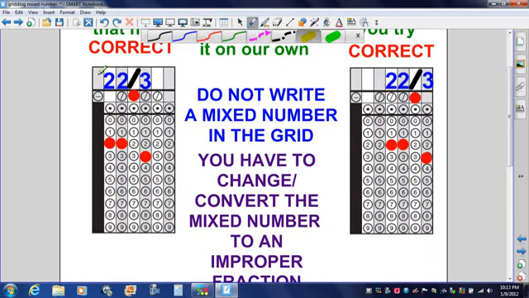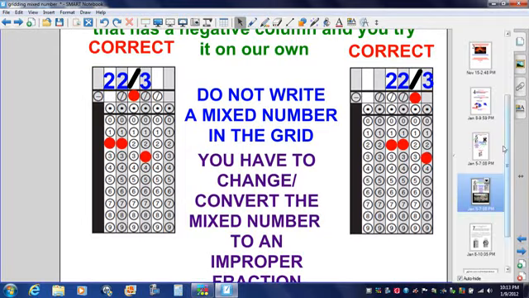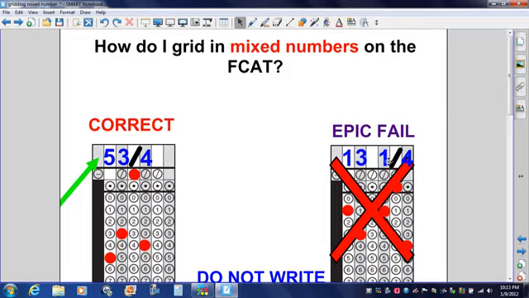Just keep in mind, if you're going to do it this way here on the left, leave this box empty. The only time you would fill in that box is if you have a negative. Remember, do not write the mixed number in the grid. You have to change or convert the mixed number to an improper fraction. So you should have 3 grids filled out for me today. One of them has 22/3 on it. Either way is correct. Pick one way to do it. And you should have the epic fail way and the correct way for 53/4.